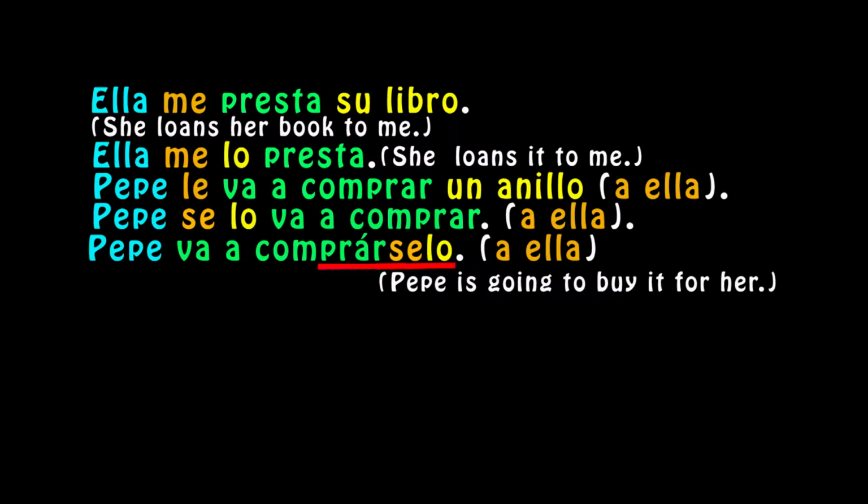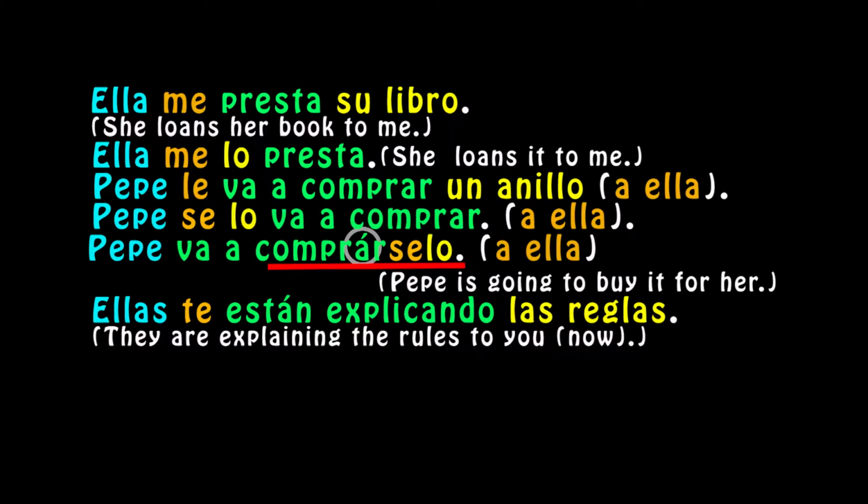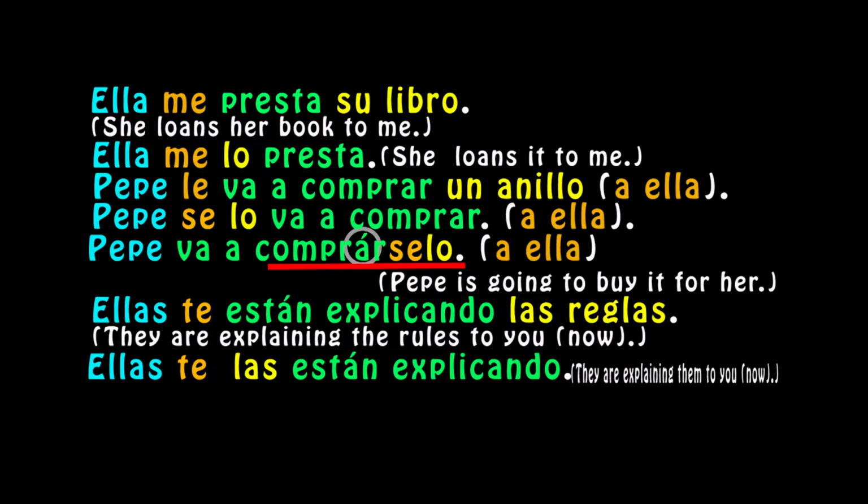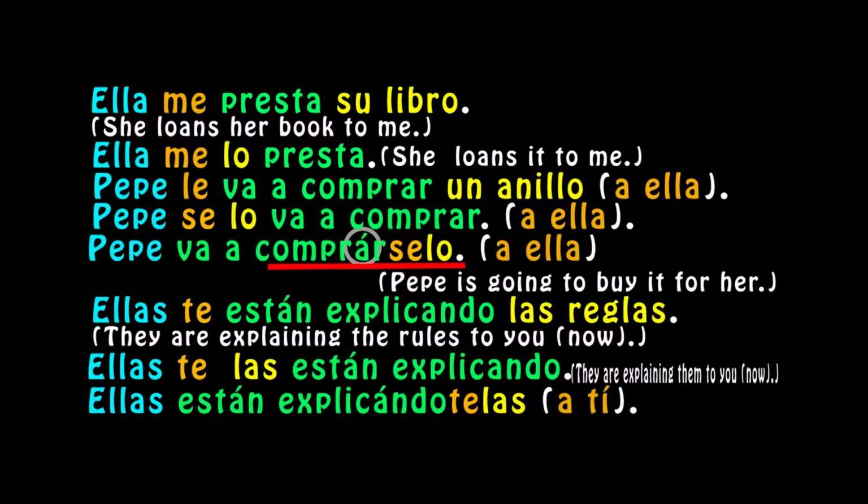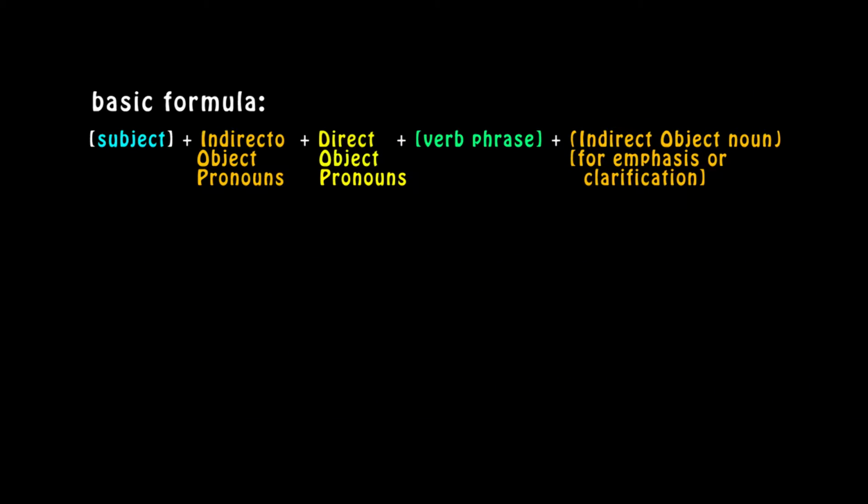Do you remember? We attach it to the infinitive verb. As you can see, we attach the object pronouns to the infinitive verb and add an accent to the verb. That's the other condition. Let's continue. Ella te están explicando las reglas. They are explaining the rules to you now. Ellas te las están explicando. They are explaining them to you, in between parentheses, now. Ellas están explicándotelas.